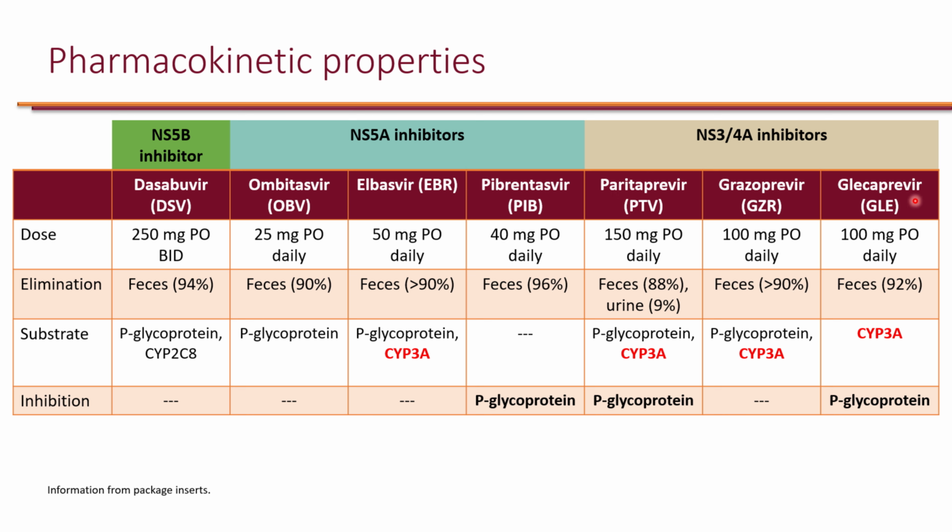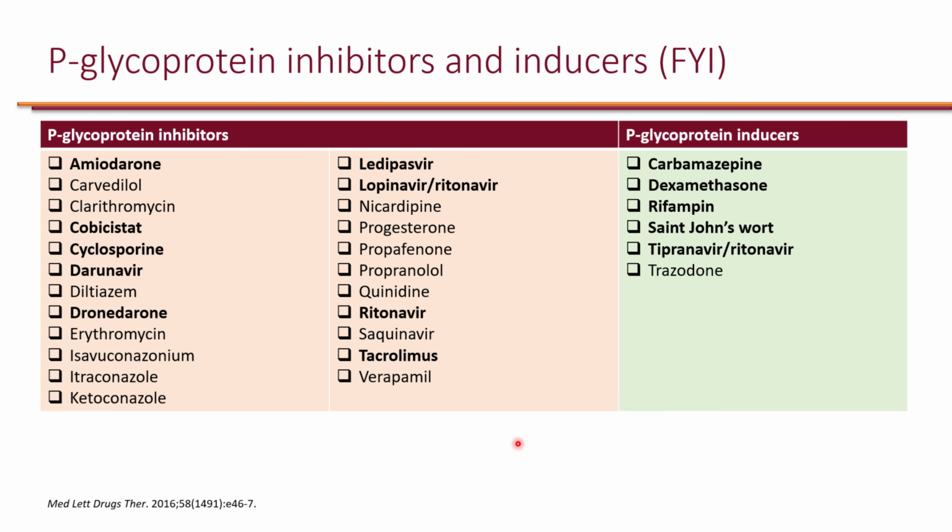On the right-hand side, you can see the protease inhibitors, so NS3-4A protease inhibitors, and these are substrates of CYP3A4. Elbasvir is also a substrate of CYP3A, and pibrentasvir, paritaprevir, and glecaprevir also inhibit P-glycoprotein. So I'm just showing you this so you will see some of the drug interactions that occur with these agents.